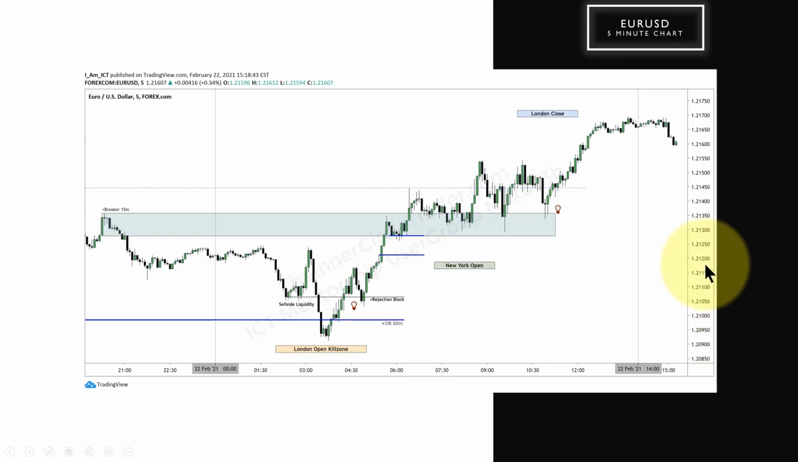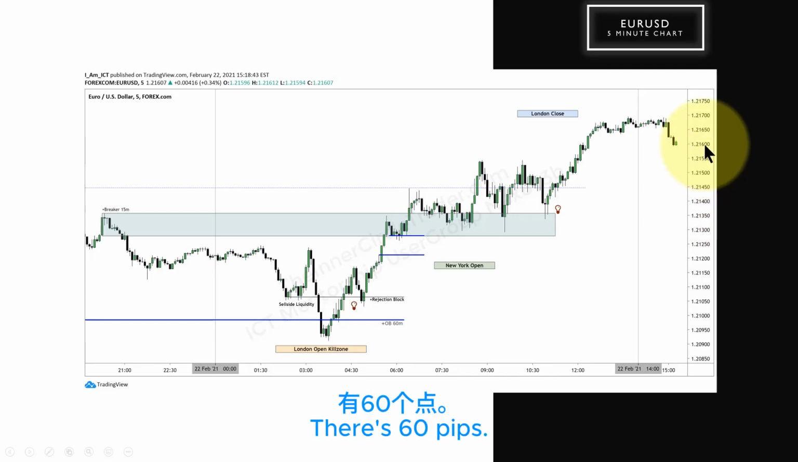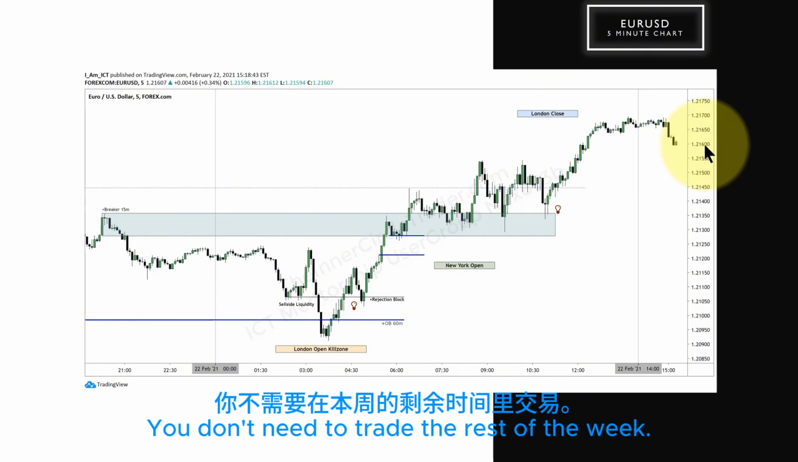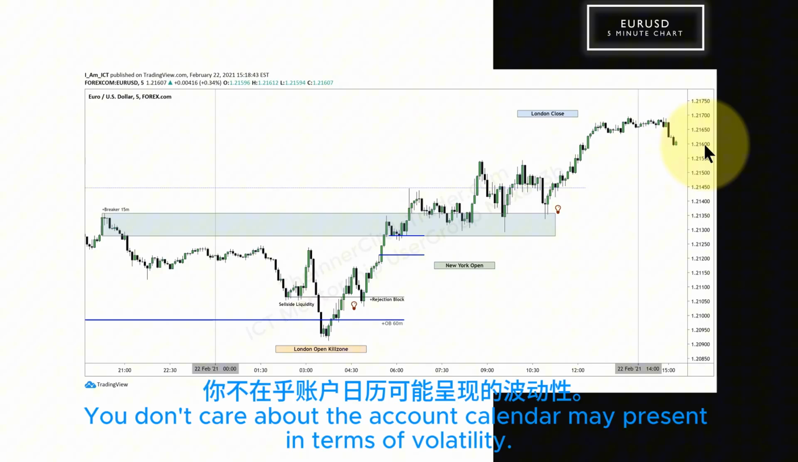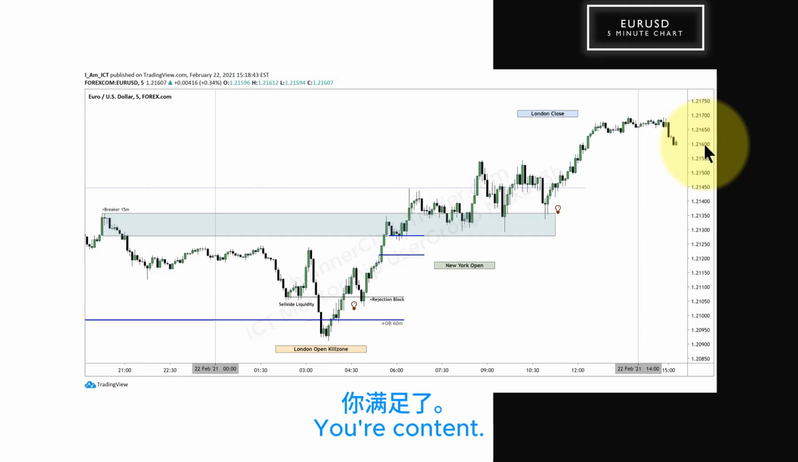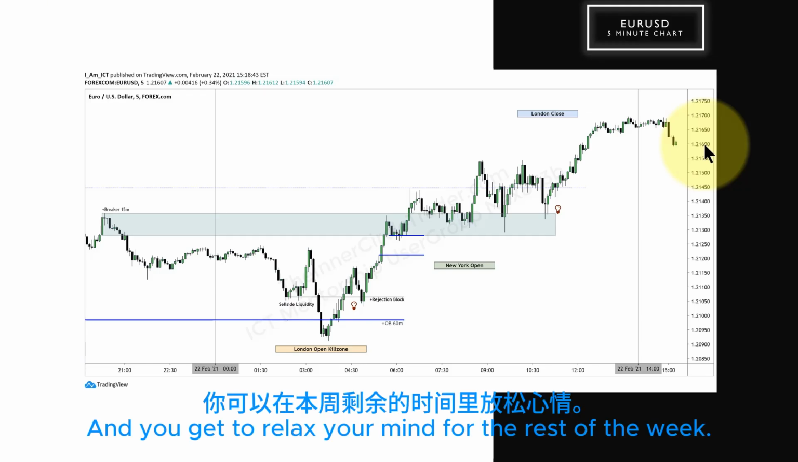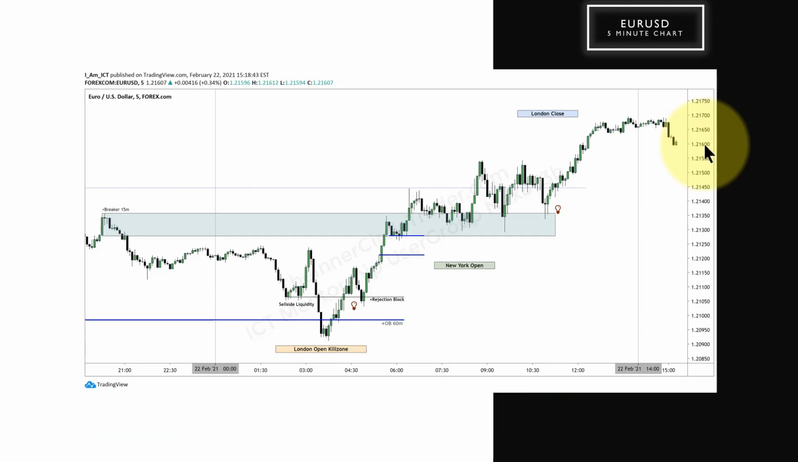Well, there's 20 pips. There's 40 pips. There's 60 pips. That's a week. 50 to 75 pips. It's it. You're done. You don't need to trade the rest of the week. You don't care about what Powell says. You don't care about what the economic calendar may present in terms of volatility. You're content. You're done. And you get to relax your mind for the rest of the week.